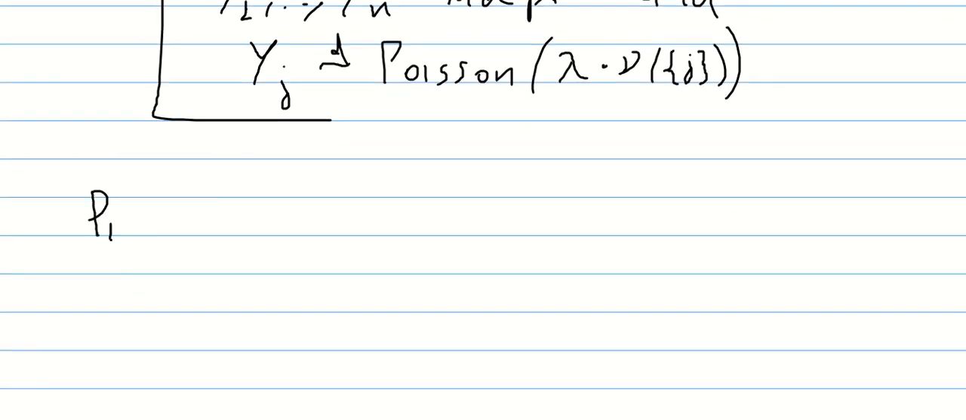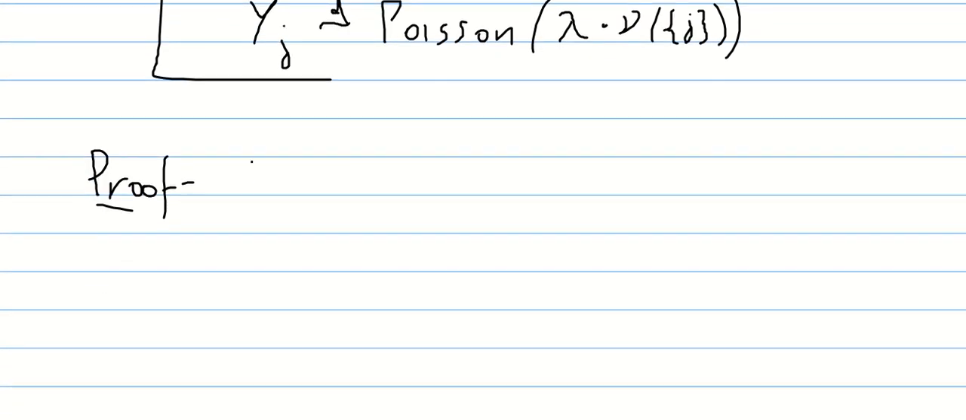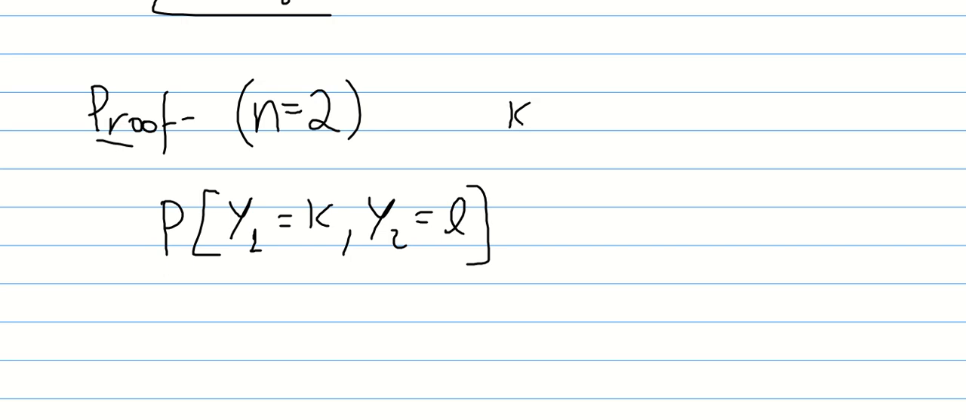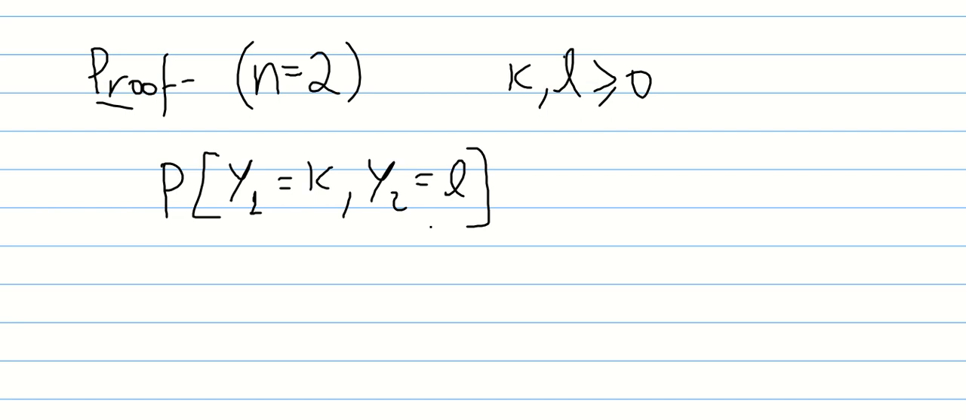Now for the proof, this is actually very easy. After you know what you're looking at, it's very easy to prove. So first we have to estimate the probability. We're going to do this for n equals 2, because it's really easy to extend. So now we want to look at the probability that y1 is k while y2 is l, for some k and l bigger or equal to 0. And this should break into a product, right?